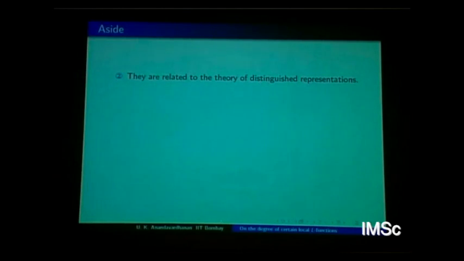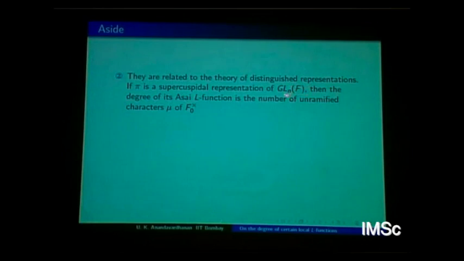Another place where this has a nice interpretation is what is called distinguished representations, a theory of relative trace formula and period integrals, the local aspects of such a question. What does this count there? Once again, I'm talking only about the Asai L function here, and its degree counts the number of unramified characters. Remember, whenever I talk about the Asai L function, there are two fields: a quadratic extension F over F_0, and this degree is counting the number of unramified characters μ downstairs, of F_0 star, for which π is μ-distinguished with respect to GL_n(F_0). So it's counting something in that area of distinguished representations.